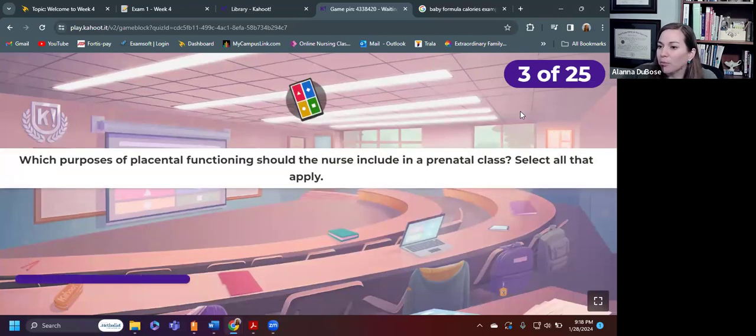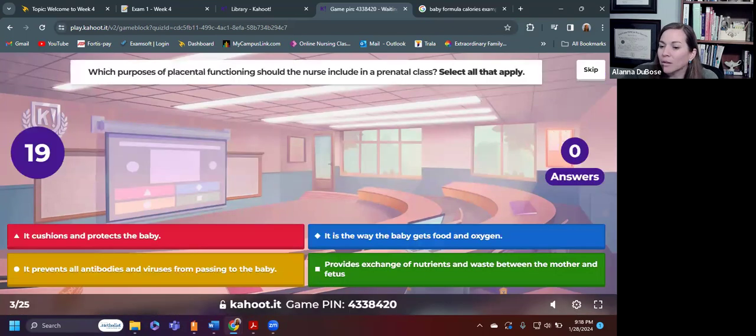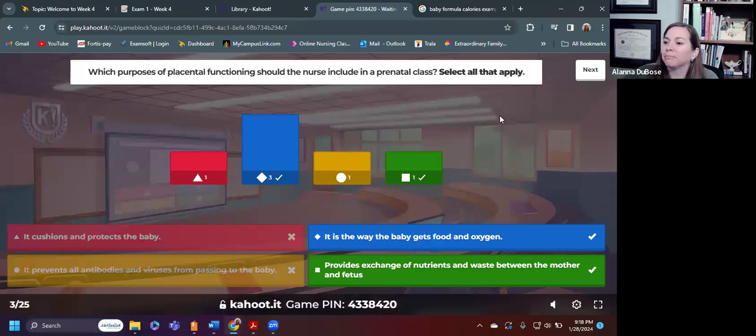Which purposes of placental functioning should the nurse include in a prenatal class? Select all that apply. Red one is it cushions and protects the baby. Blue one is it is the way the baby gets food and oxygen. This is about the placenta now. Yellow one is it prevents all antibodies and viruses from passing to the baby. And the green one is provides exchange of nutrients and waste between the mother and the fetus.